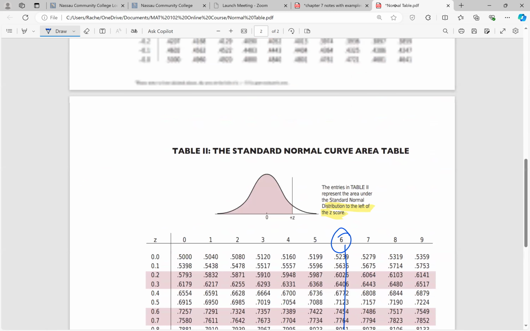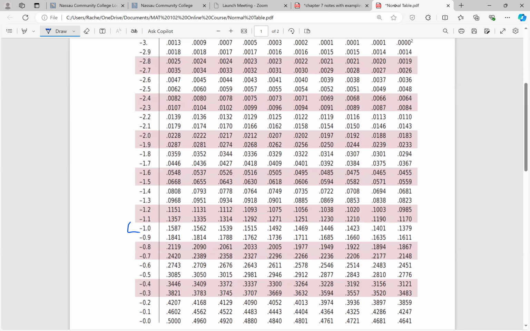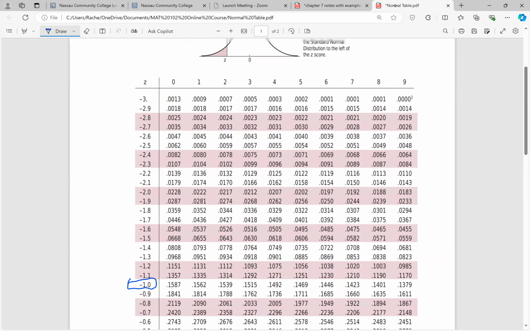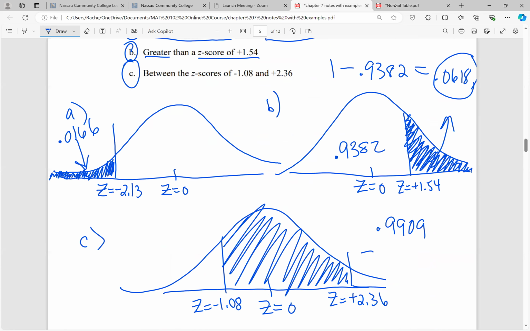So I'm going to go to my negative table. So negative 1.0 and then 8. And that's going to be an area of 0.1401. So we have to take the difference. So we're going to take 0.9909 and subtract 0.1401, and we get 0.8508. And that's the area in between, the shaded area in between these two z-scores.